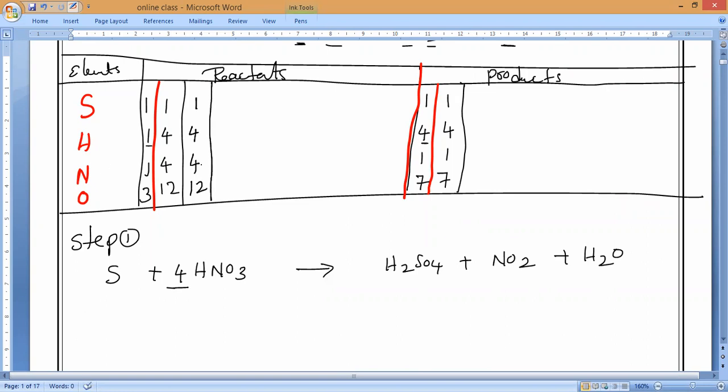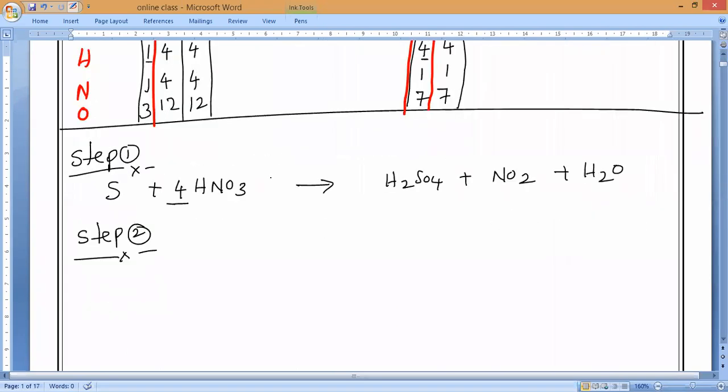So nitrogen is 4 on this side and 1 on this side. So 1 has to become 4. Which number do we have to multiply? 4. Try to open your mouth, everyone. Tamil Selvan, you also. Unless you open your mouth, you people cannot answer.